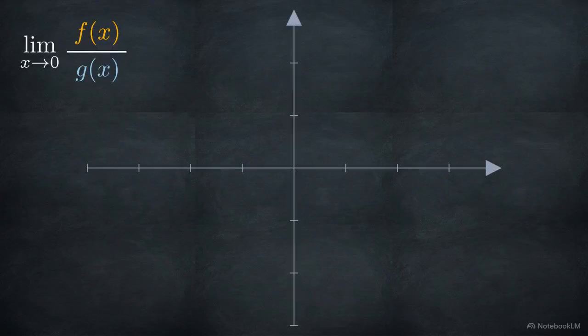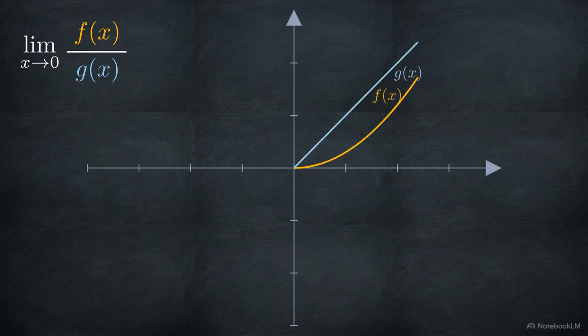This graph shows exactly what is happening. Two distinct curves, f of x and g of x, drop toward the origin. The final value of this fraction depends on their relative rates of change. If f of x dives faster, the limit is 0. If g of x dives faster, it approaches infinity.